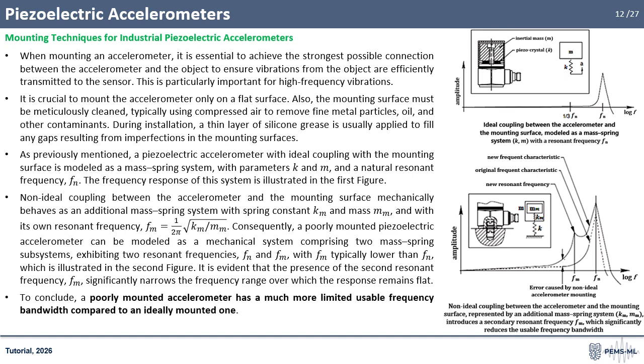As previously mentioned, an ideally mounted accelerometer behaves like a single mass spring system with a natural resonant frequency, as illustrated in the first figure. However, non-ideal mounting caused by uneven surfaces, residual particles, or magnetic and adhesive mounts acts as an additional mass spring system, creating a second resonant frequency, as shown in the second figure. This narrows the frequency range over which the response remains flat. In conclusion, a poorly mounted accelerometer has a significantly smaller usable frequency bandwidth compared to a well-mounted one.